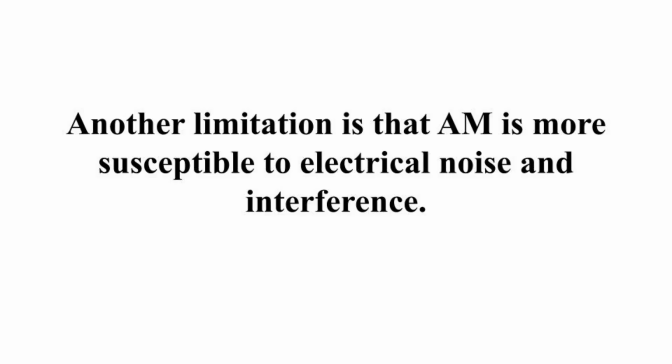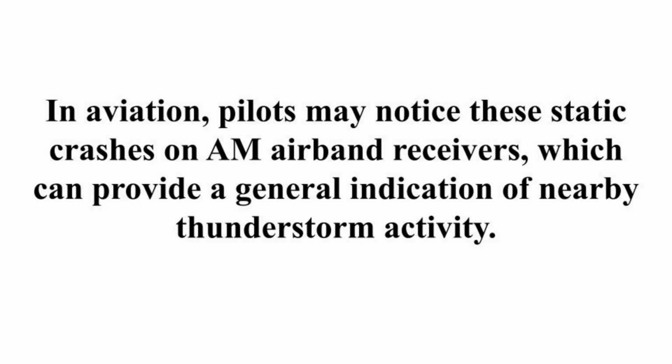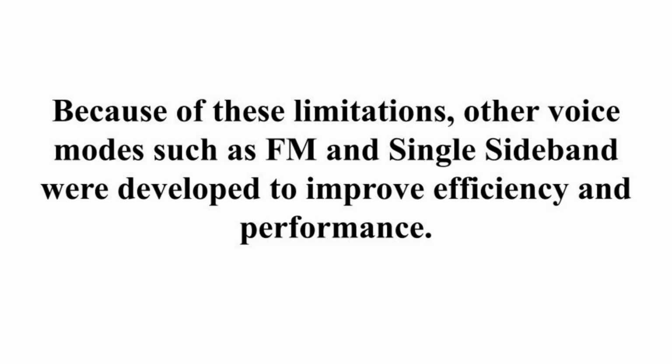Another limitation is that AM is more susceptible to electrical noise and interference. However, an AM receiver can act as a rough lightning detector, as you will hear sharp crashing sounds when lightning is nearby. In aviation, pilots may notice these static crashes on AM airband receivers, which can provide a general indication of nearby thunderstorm activity. This is not a substitute for weather radar, but it can serve as an additional awareness tool. Because of these limitations, other voice modes such as FM and single sideband were developed to improve efficiency and performance.